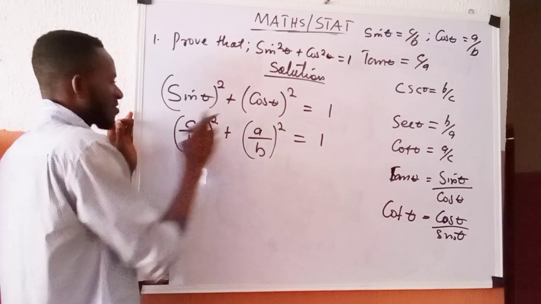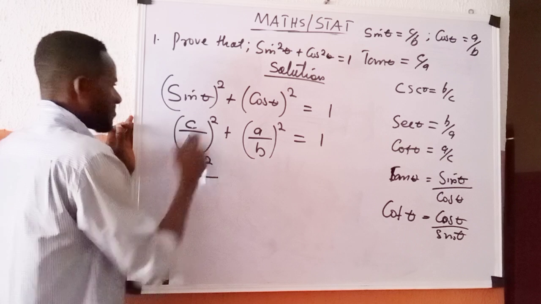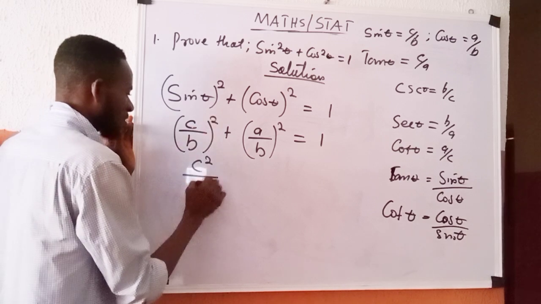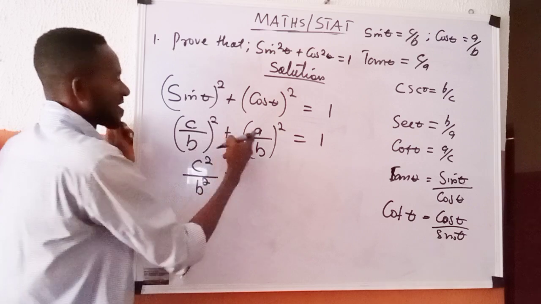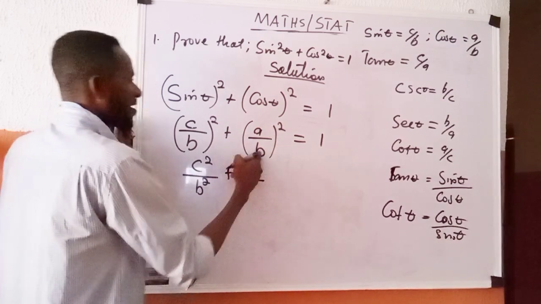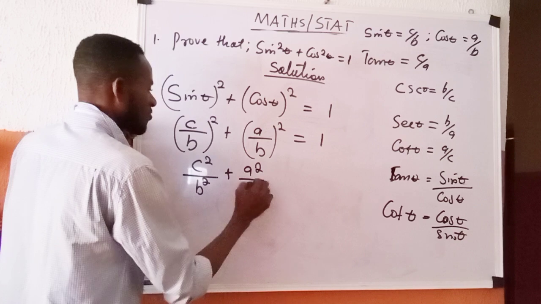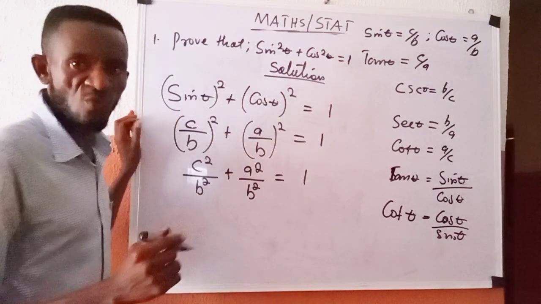C squared, that is C raised to power 2, means C squared all over B raised to power 2, which means B squared. The sign here is plus. A raised to power 2 means A squared all over B raised to power 2, which means B squared. They ask me to show that this is equal to 1.